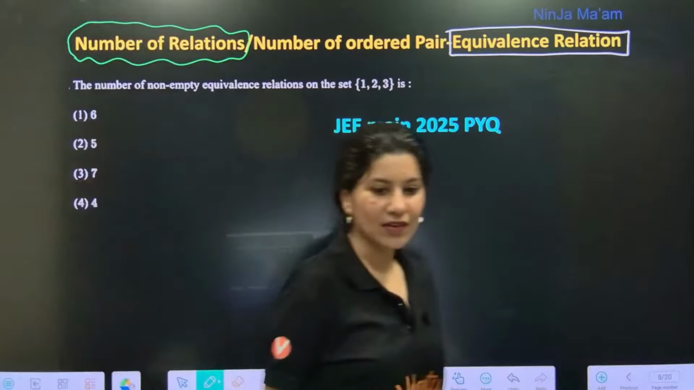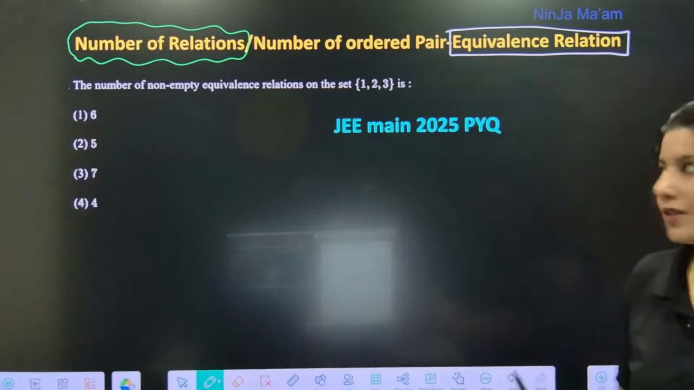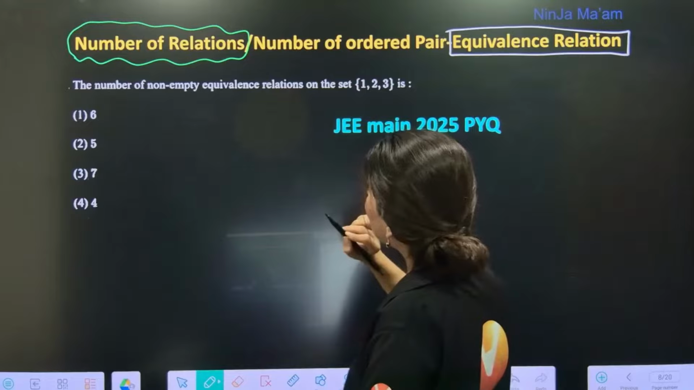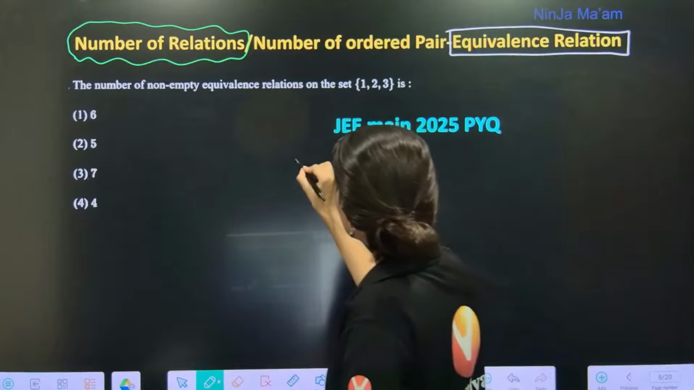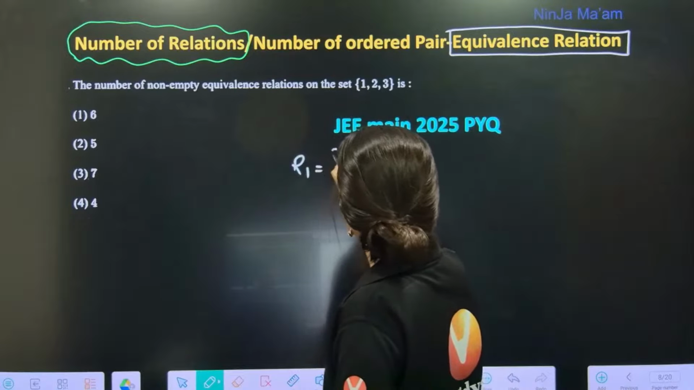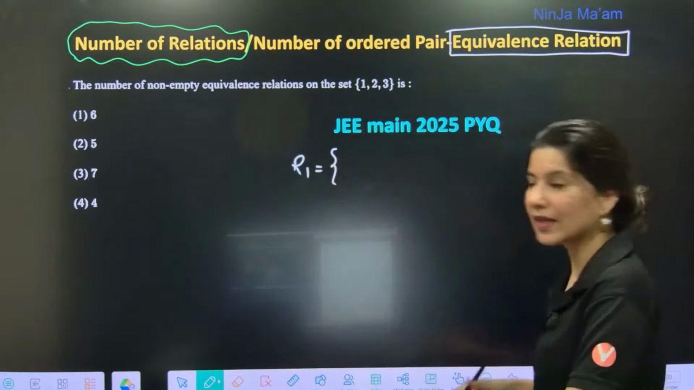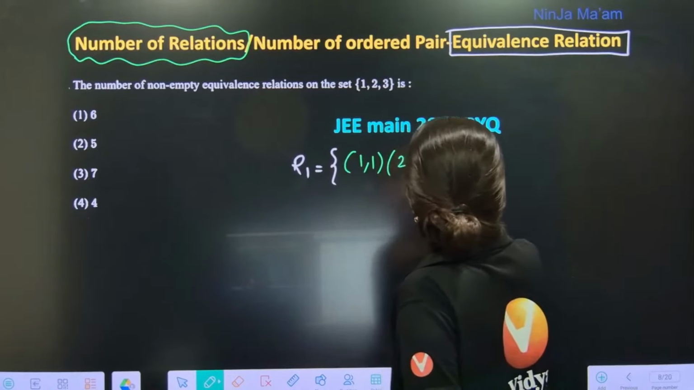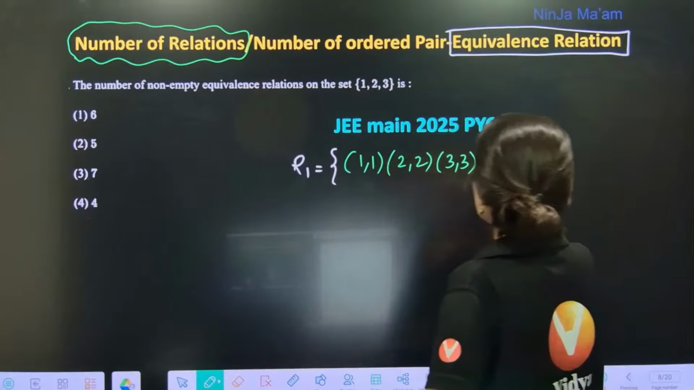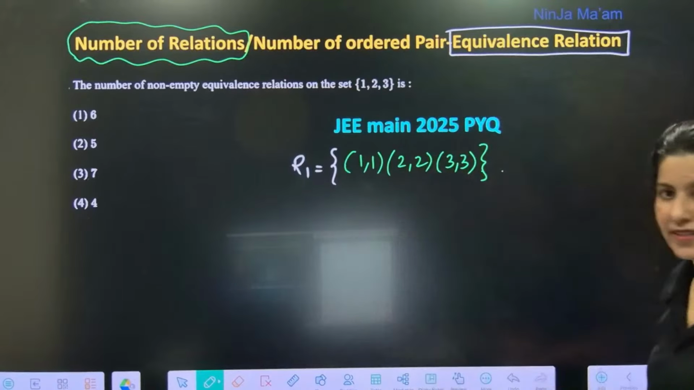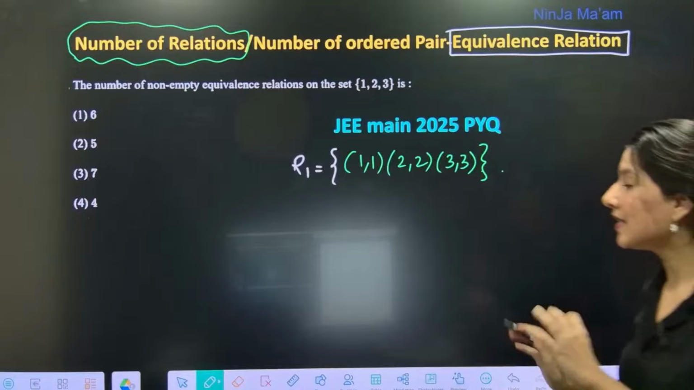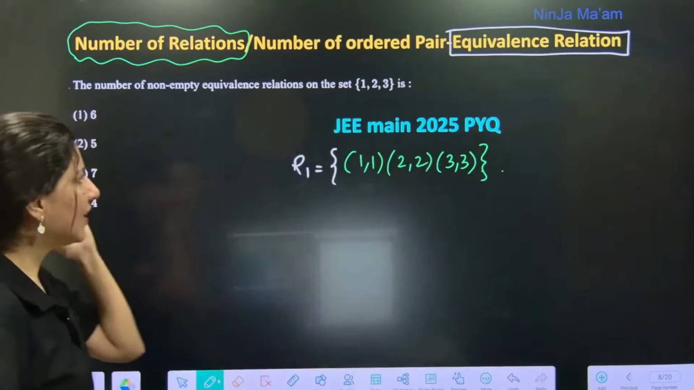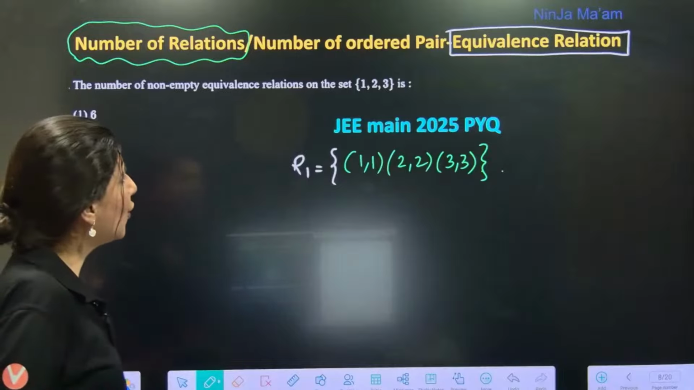Again, a JEE Main PYQ. So learn the technique, okay? The number of non-empty equivalence relations that you need to figure out on the given set. So I am talking about R1. R1 is a relation. Now it will have (1,1), (2,2), (3,3), so that it becomes reflexive. This is a reflexive relation, correct?